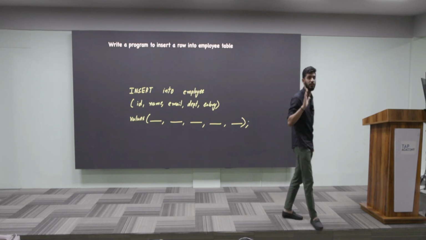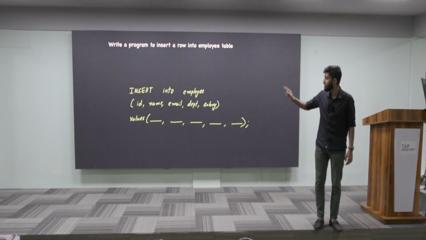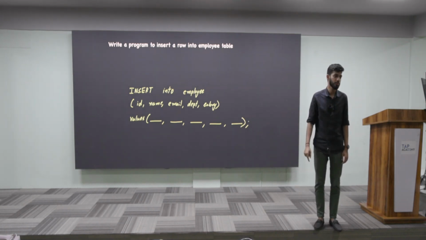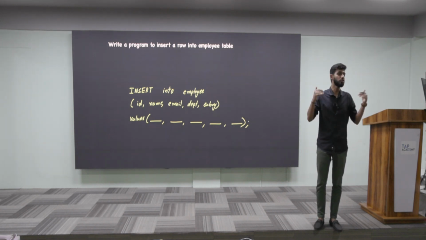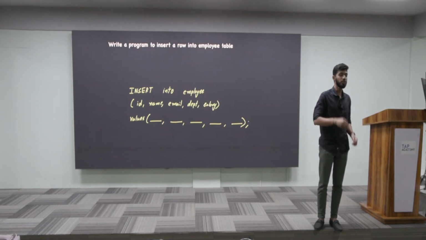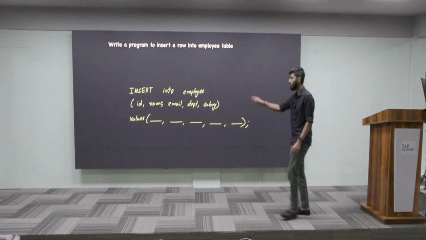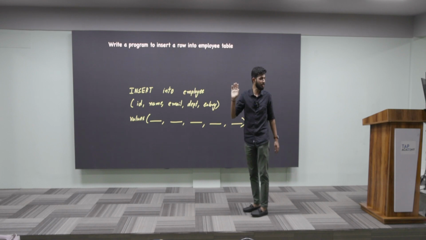Whatever requirement is given to you, in that requirement they will mention these are the column names. So you need to insert only those data, you need to update only those data. So that's how you do it. So it's very much compulsory for you to mention the column names. Is that clear to you?